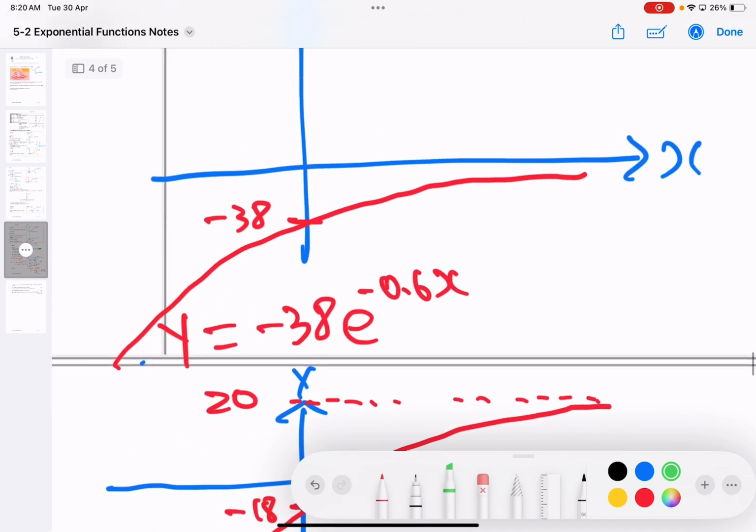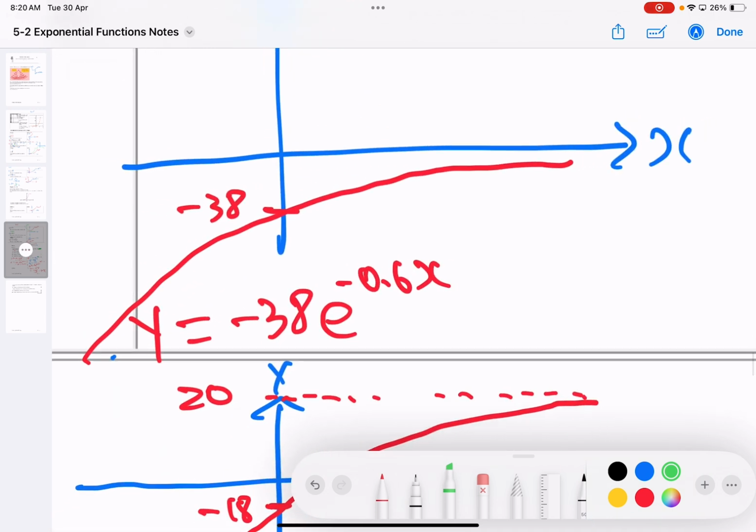So your graph will look something like this. It will go closer and closer and closer to 0, but it will never ever touch 0. We call this the asymptote. It goes closer and closer to it, but it will never ever touch it. That is one thing to know about exponential curves.